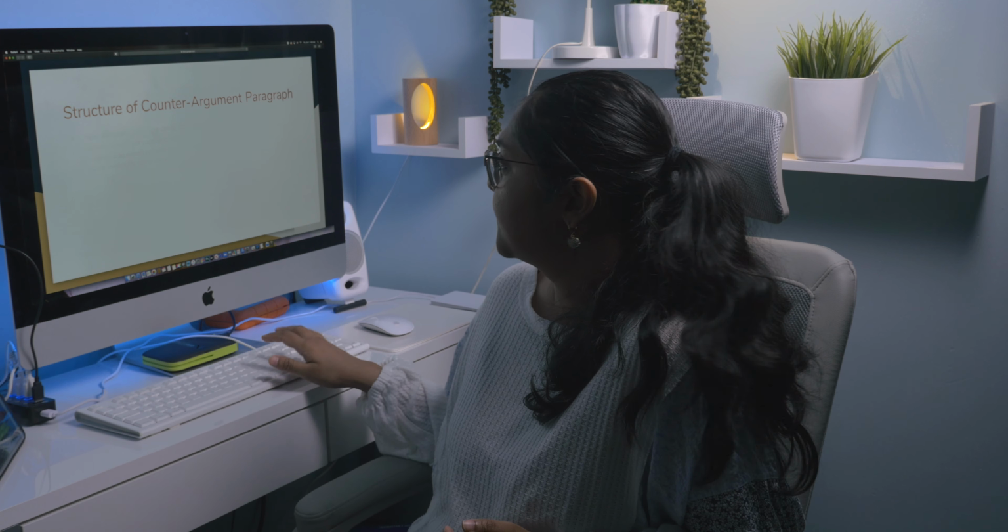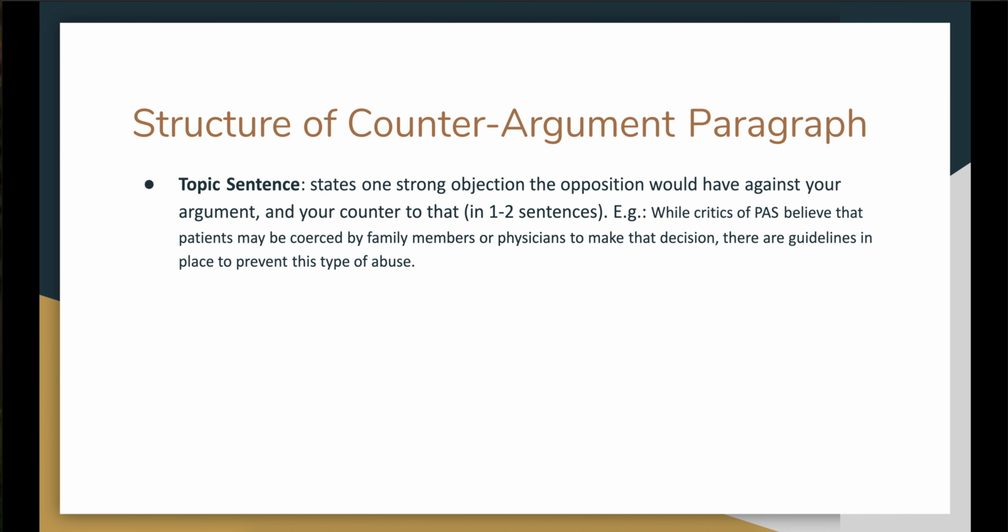Now we're going to go ahead and actually write our counter-argument paragraph, so we'll go through the structure of it. You should, of course, start with your topic sentence, which states one strong objection the opposition would have against your argument, and your counter to that, and that should be roughly 1 to 2 sentences. And I previously wrote the topic sentence in the previous slide, so I'm basically going to state that exact topic sentence. By the way, PAS means physician-assisted suicide.